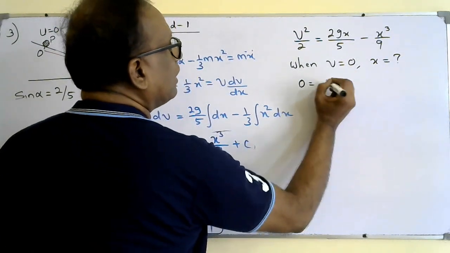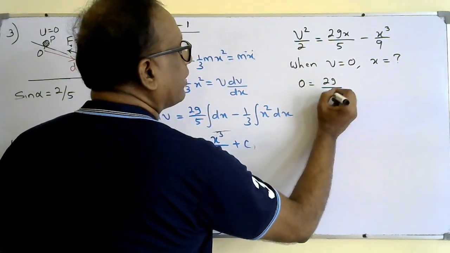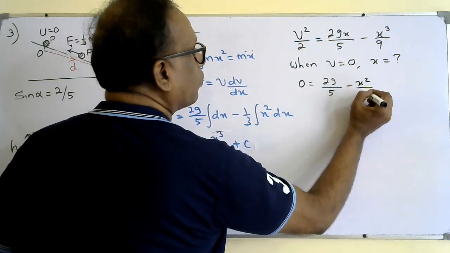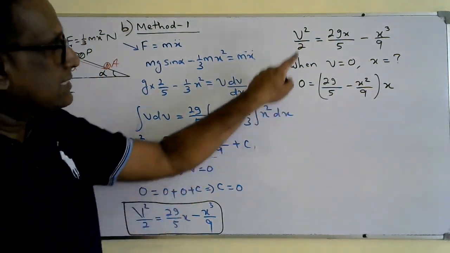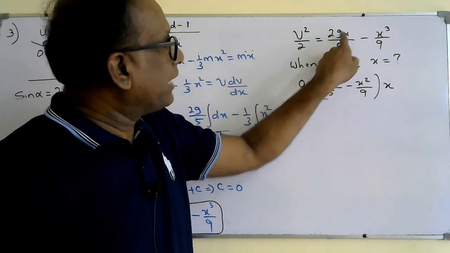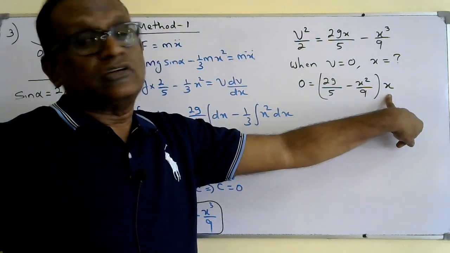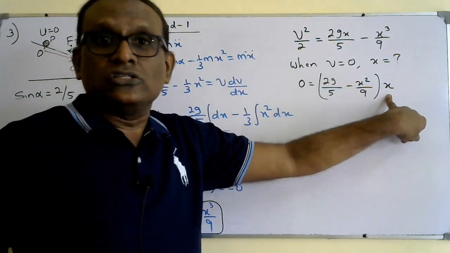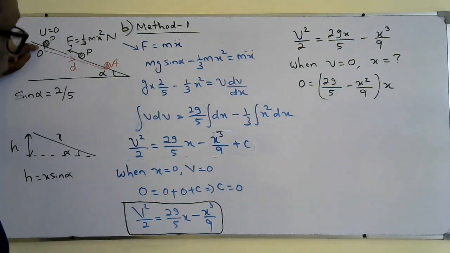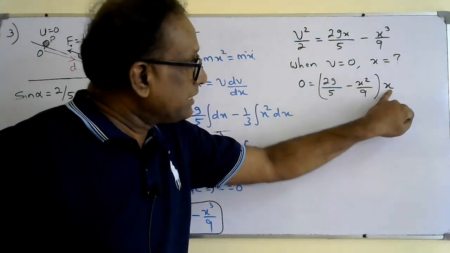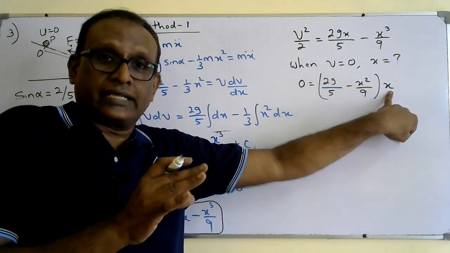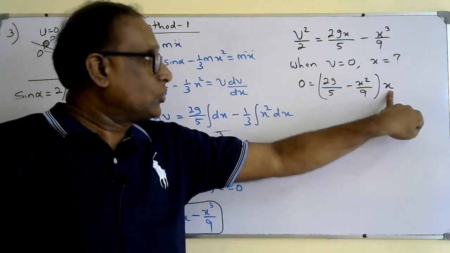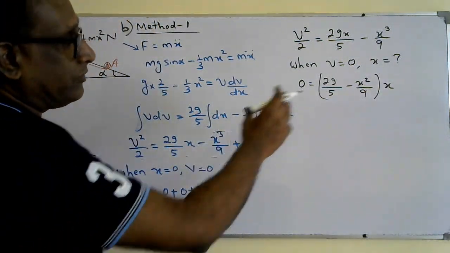So 0 equals (2g over 5 minus x squared over 9) into x. I took x out, because here it is x cubed. So one of the solutions is x equals 0. Yes, that's true, x equals 0 is a solution. Initially the particle was at rest. So when v equals 0, x equals 0 is a correct solution, but that's not the answer, because we know that already. It was at rest initially. So x equals 0, leave it. We will find this one.